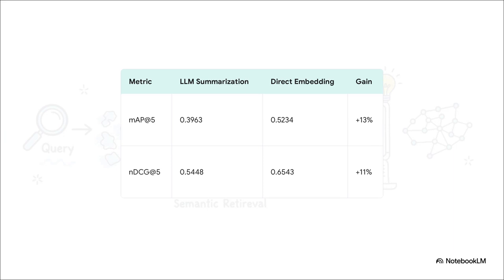For you data scientists out there measuring performance, the results are just stunning. Look at this benchmark from financial earnings calls. Storing images natively in the vector space yielded massive absolute improvements. We're talking a 13% bump in mean average precision and an 11% increase in ranking quality, or NDCG. Preserving that visual context natively translates directly to vastly superior retrieval accuracy. It's a real game changer.